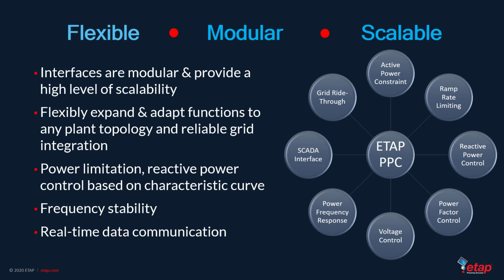The power plant controller therefore includes the various functions such as active power constraint, ramp rate limiting, reactive power control, voltage control, and a SCADA interface to flexibly expand and adapt to functions of any plant topology and provide reliable grid integration. And this of course has been now validated and tested through our simulation model in a closed loop environment. Therefore, that same logic is now available in this hardware for real-time data communication.